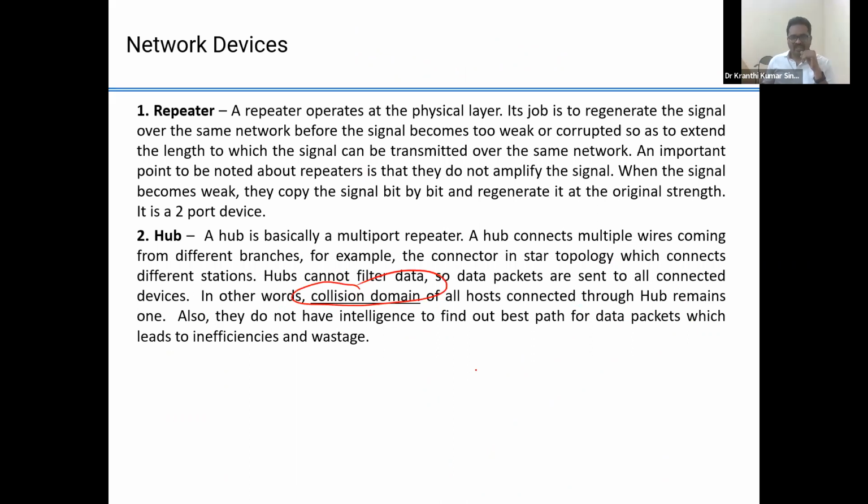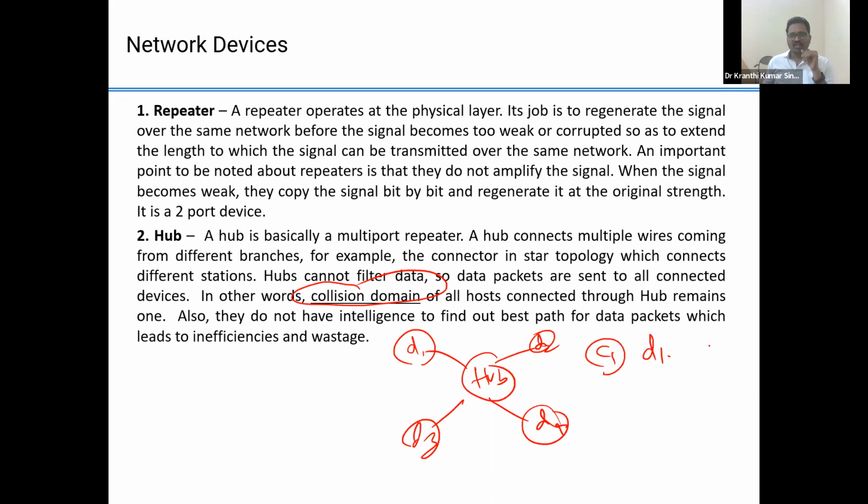In the same context, I take a hub and device 1, device 2, device 3, and device 4. In case 1, device 1 plans to send data to device 2. At the same time, device 2 also sends data to device 1. At the same time, device 3 wants to send data to D4, and D4 wants to send data too. So they are all transmitting at a time.